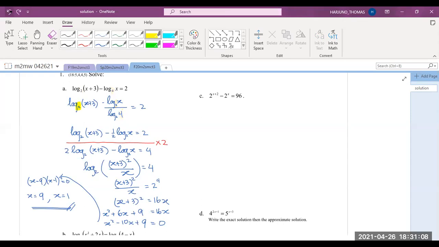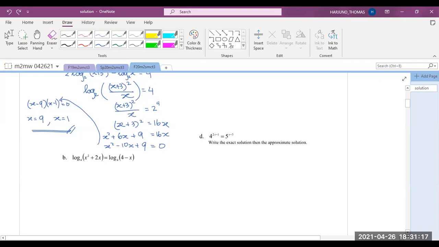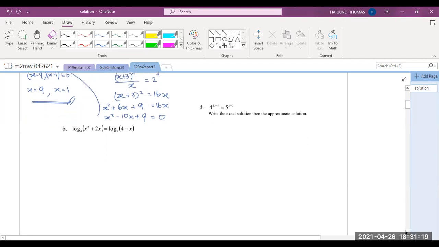Okay, that's for part A. Let's see part B. Log base 4 blah equals log base 4 blah. Oh, that's the same base, Mickey Mouse. So x squared plus 2x equals 4 minus x by one-to-oneness. Then set one side equal to 0. And then this is factorable. So either x equals -4 or x equals 1.